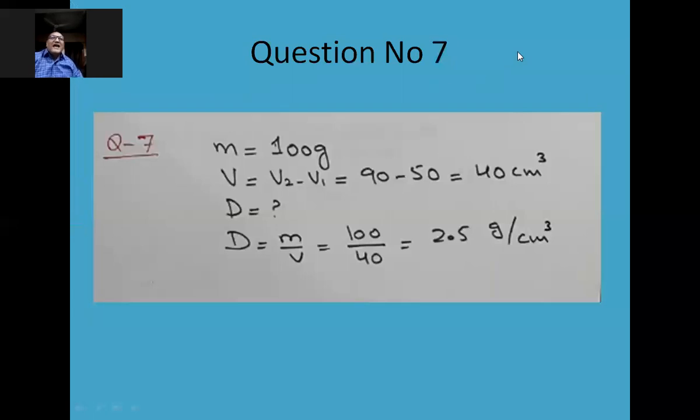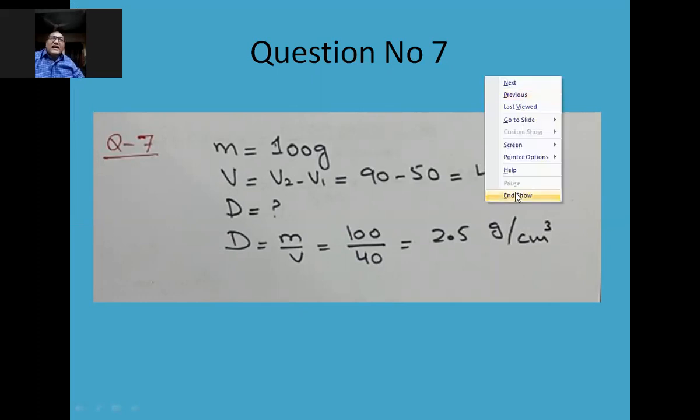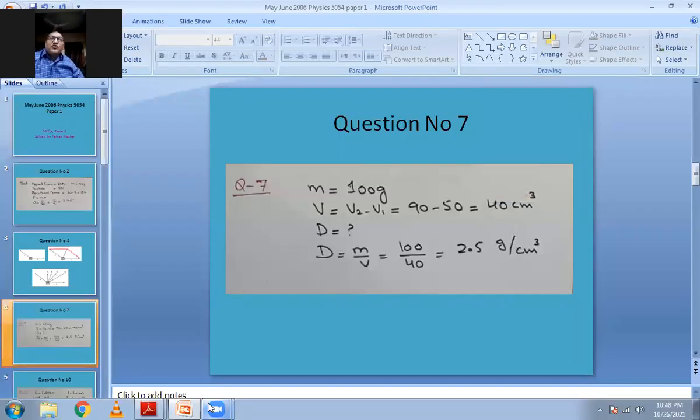So the mass is 100 gram and the volume V is equal to V2 minus V1. That will be 90 minus 50, and that will be equal to 40 centimeter cube. The density is the question. You know the density is equal to mass divided by volume. Mass is 100 gram. The volume is 40 centimeter cube. So 100 divided by 40 will be 2.5 grams per centimeter cube. So I think the density will be 2.5 grams per centimeter cube.